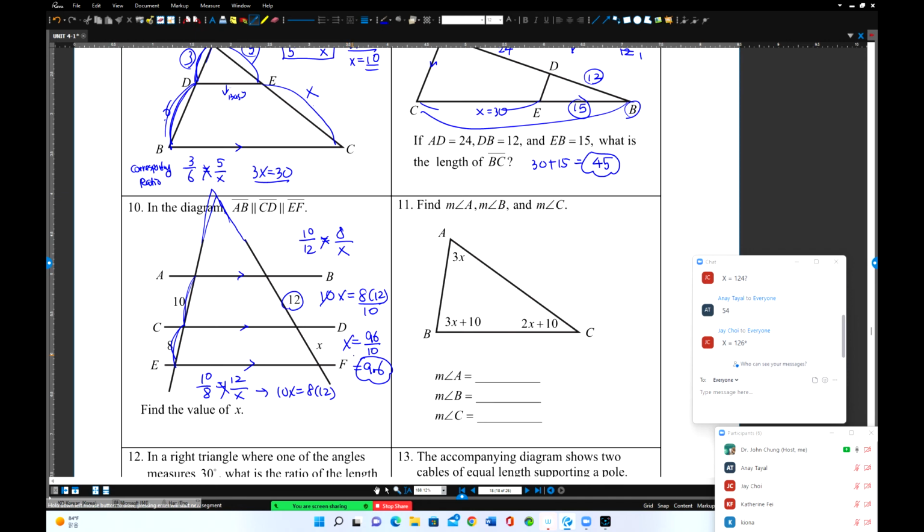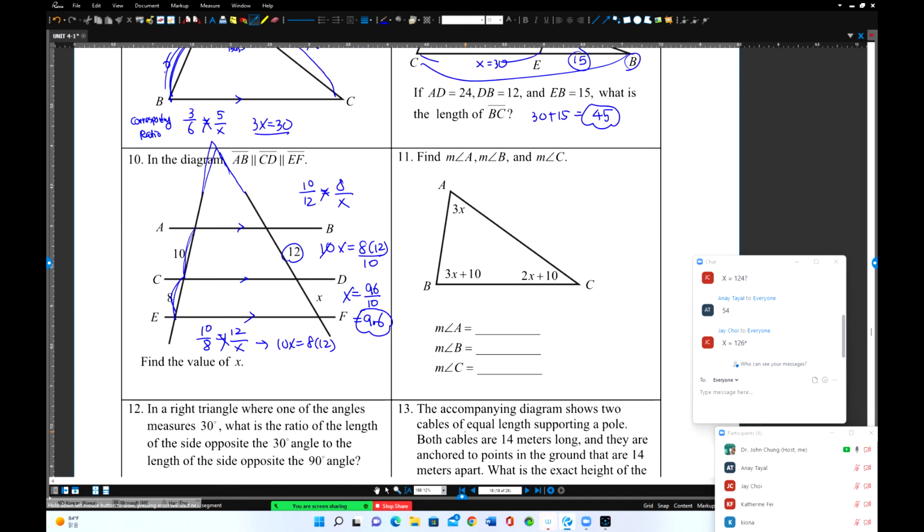Number 11, the sum of all interior angles is 180. We know that. The sum of this one is 3x plus 3x plus 2x, which is 8x. The constants 10 plus 10 is 20. It's going to equal 180 degrees. So minus 20 and minus 20, you get 8x equals 160, divided by 8, x equals 20.